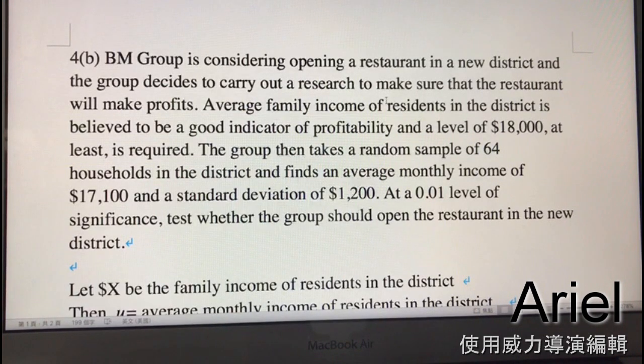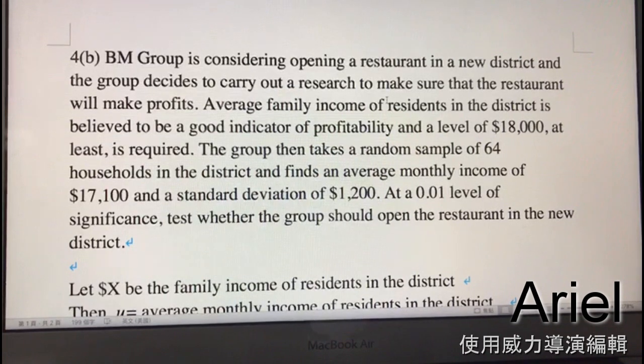The group then takes a random sample of 64 households in the district and finds an average monthly income of 17,100 and a standard deviation of 1,200. At a 0.01 level of significance, test whether the group should open the new restaurant in the district.